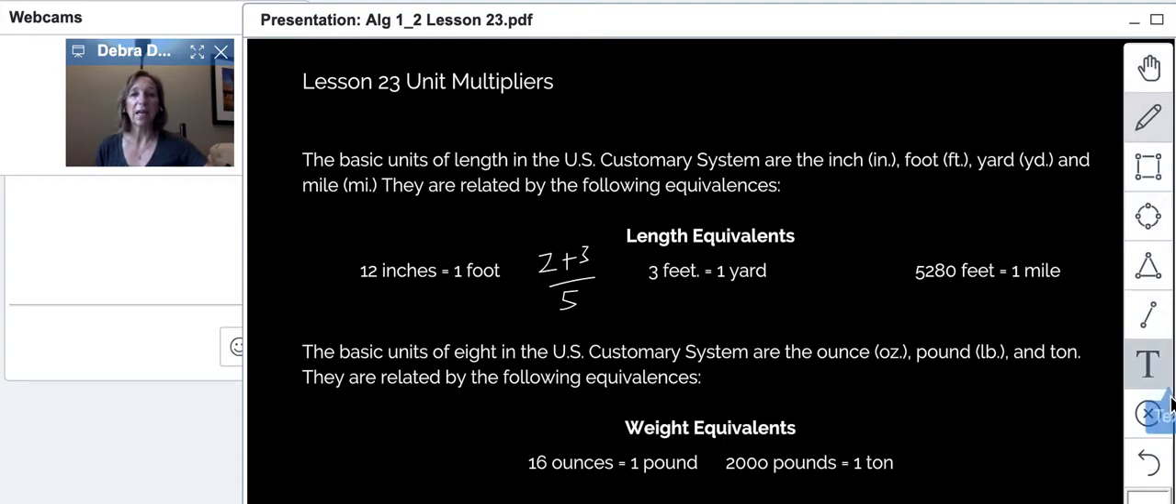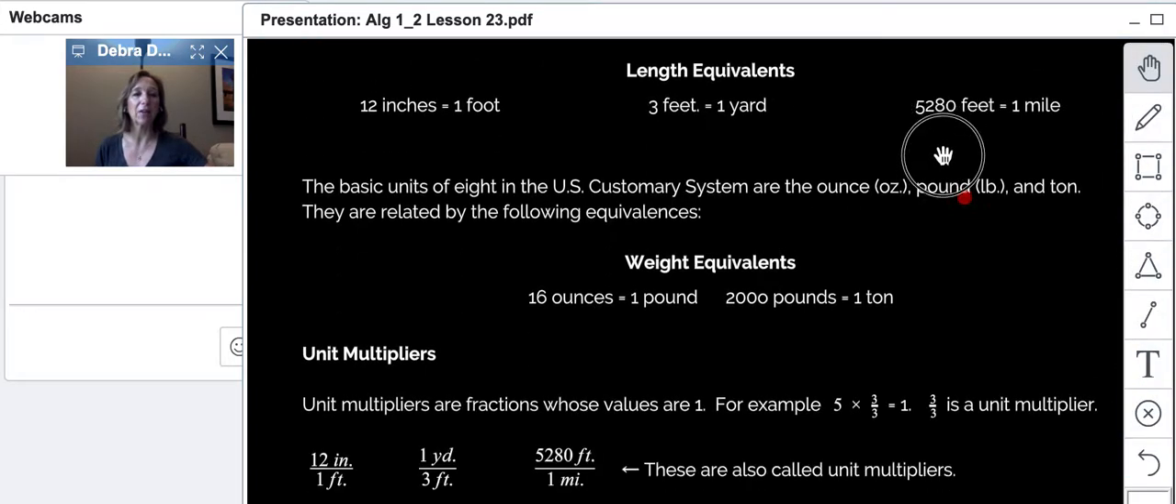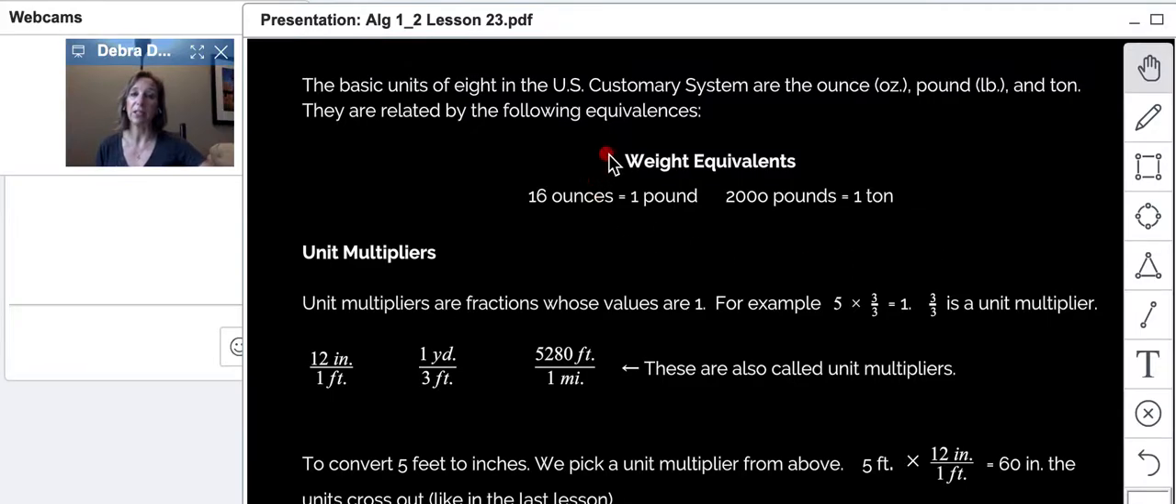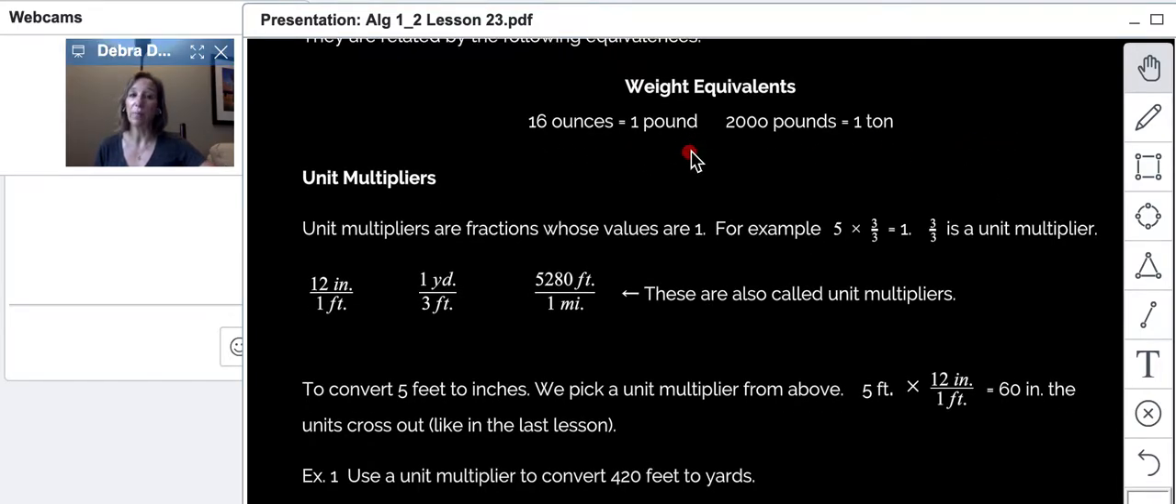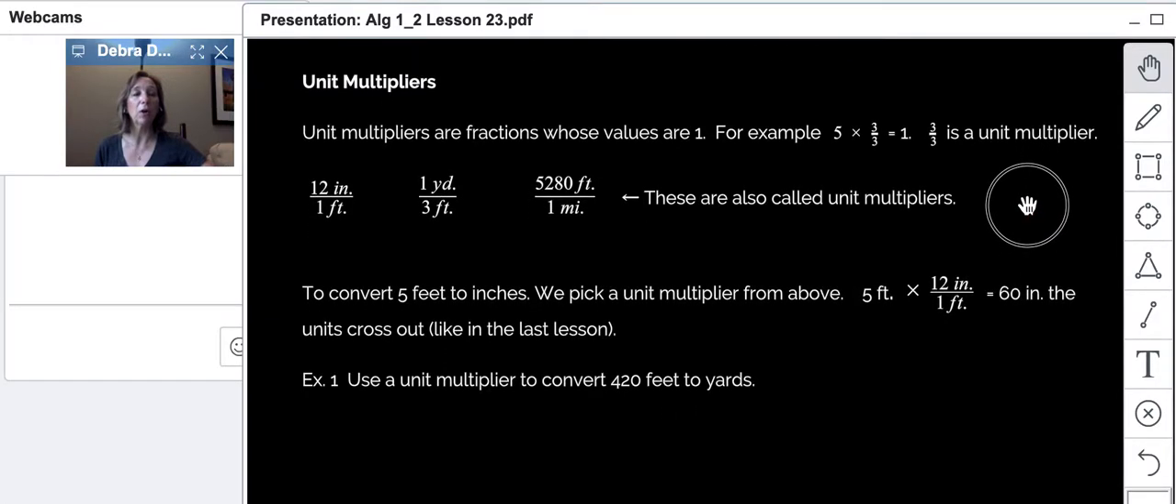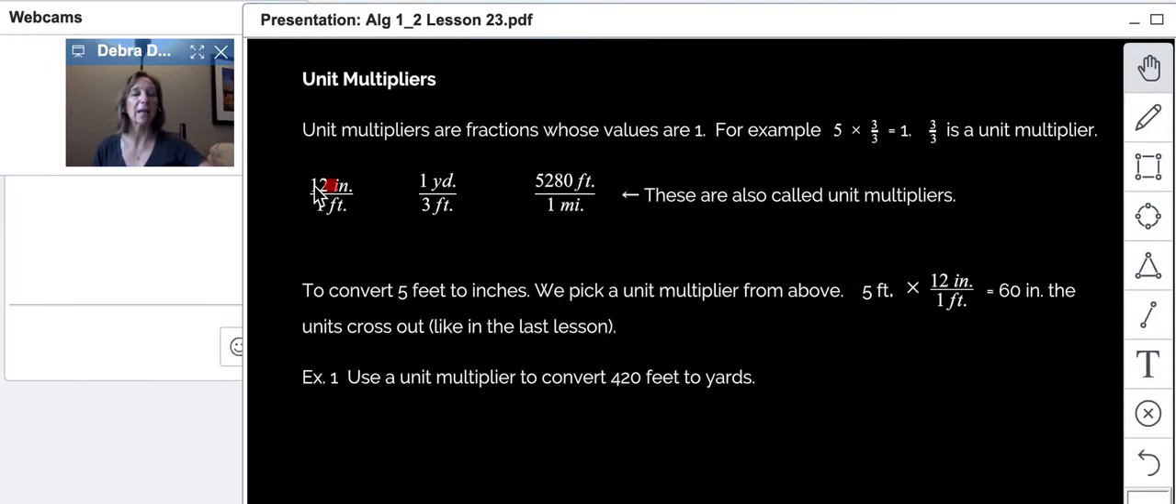So let's sneak down here and talk about the other basic units in the U.S. customary system. They're the ounce, they're units of weight, not units of eight, the pound and the ton, and they are related by the following equivalences. 16 ounces equal 1 pound, and 2,000 pounds equal 1 ton. As I said, they're unit multipliers because when you multiply anything by something like 12 inches over 1 foot, since they're equivalent, it's the same as multiplying by 1.